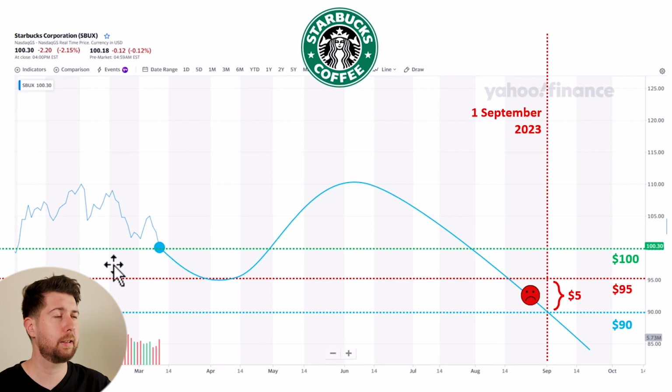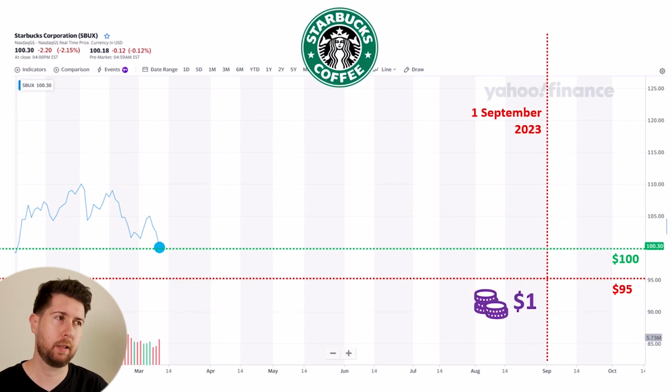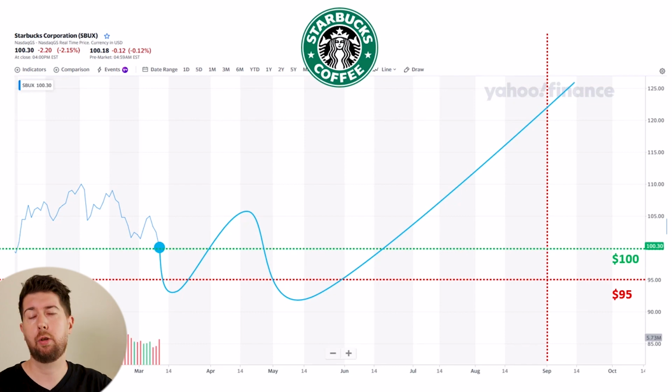So let's say this is exactly the same situation we found ourselves in before. We sold one cash secured put, strike price 95, expiry date 1st of September. We get $1 premium. And let's say we are in a bull market. It means that on 1st of September, the price of Starbucks will be higher than 100 and, of course, higher than 95. In this case, nothing will happen.